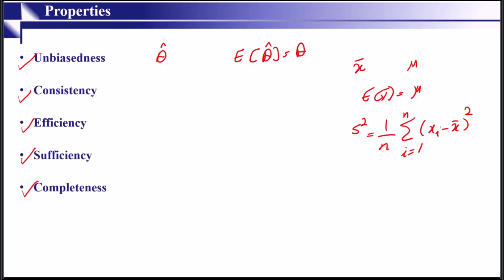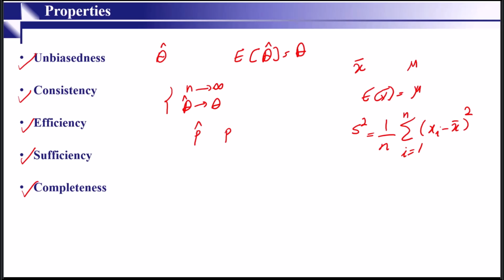Then we have consistency. An estimator is consistent if it converges in probability to the true parameter as the sample size n increases. It means as n goes to infinity, theta hat should get close to theta. For example, the sample proportion p hat is consistent for the population proportion, because larger samples make p hat closer to p. Then we have efficiency. Among unbiased estimators, the one with the smallest variance is most efficient, and this indicates greater precision. For example, for a normal distribution, the sample mean is more efficient than the sample median for estimating mu because it has lower variance.